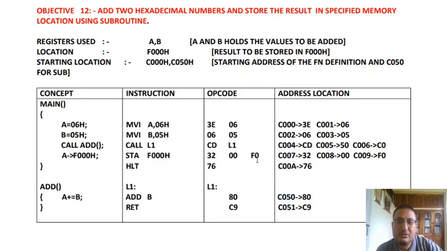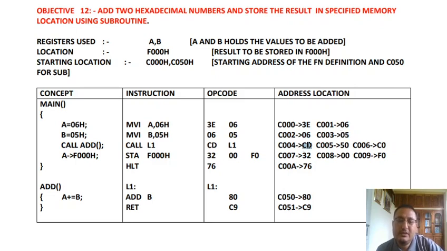Then 32 00 F0, 76, and 80, and return is C9. So let the starting address of the program be C000. So at C000 we have 3E. At 1 we have 06. At 2 we have 06. At 3 we have 05. At 4 we have CD.